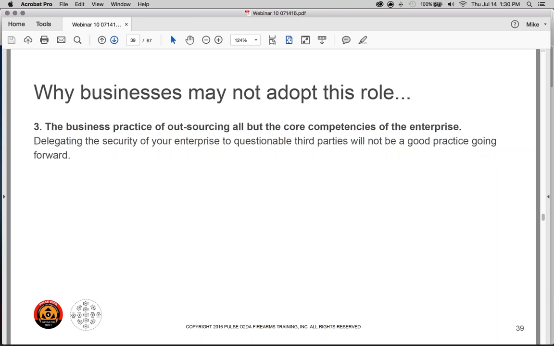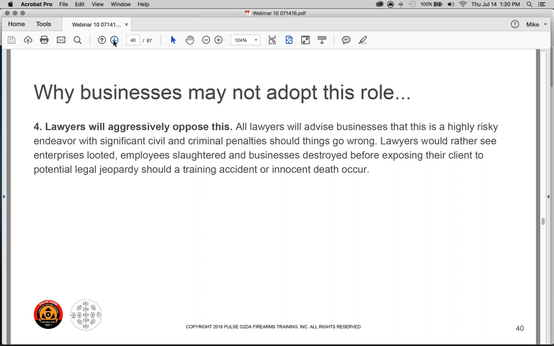The next reason why businesses may not adopt the role of being a focus of a private defense network is because of the business practice of outsourcing all but the core competencies of the enterprise. Delegating the security of your enterprise to questionable third parties will not be a good practice going forward.